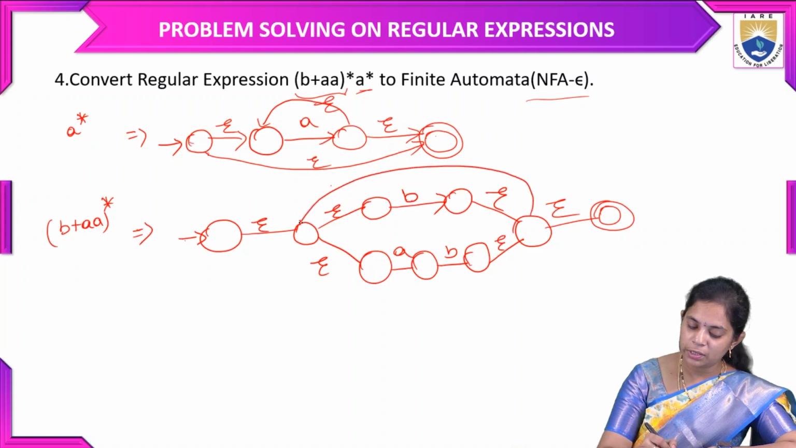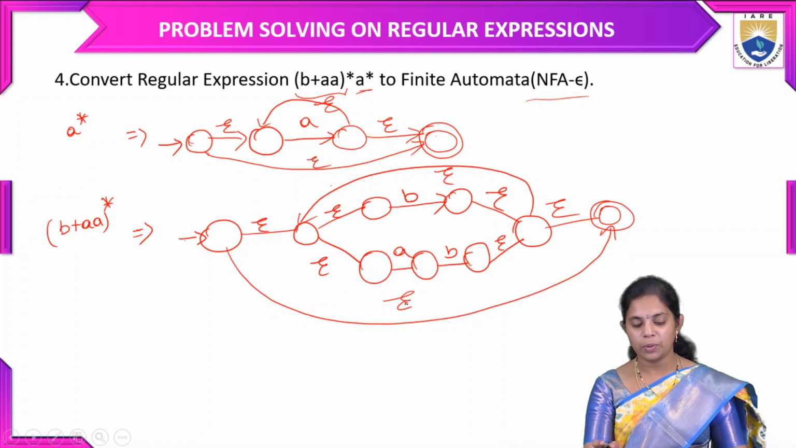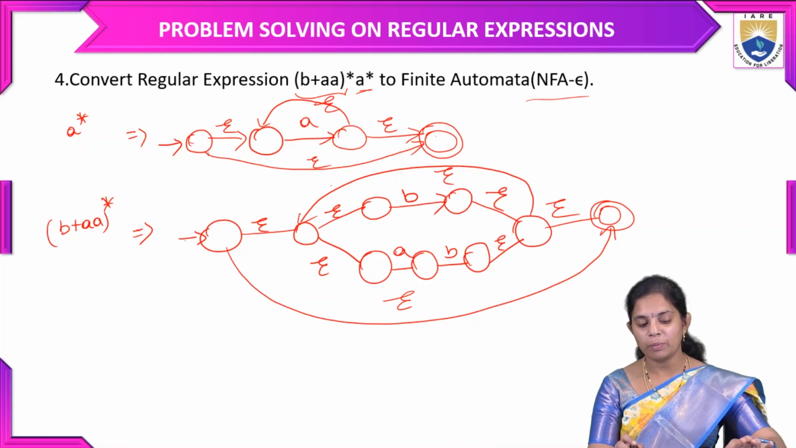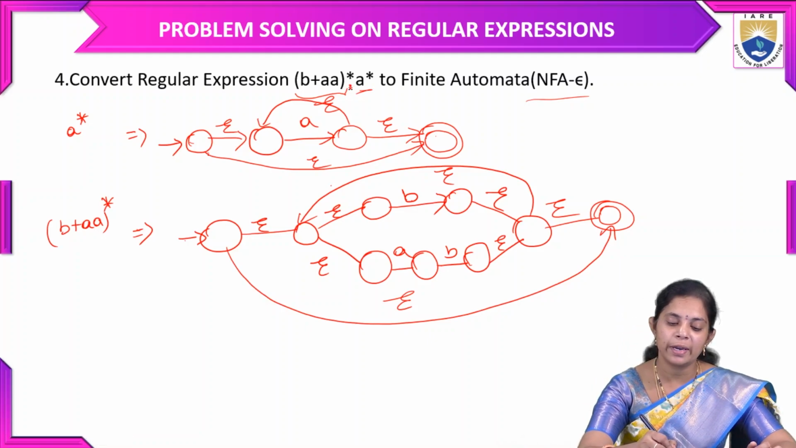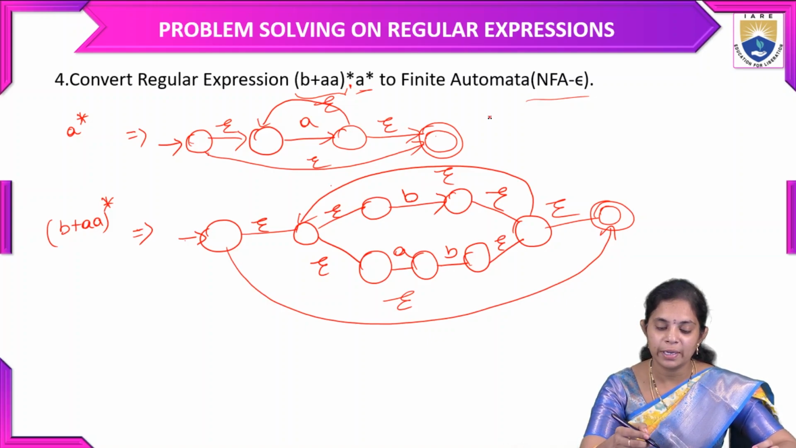So initially it should be like this epsilon, and here we need to put all together the epsilon closure. So epsilon closure we need to write. So like this we have to combine. Why? Because it is a concatenation operation. We need to combine these together. Then we will get the epsilon NFA for this regular expression.